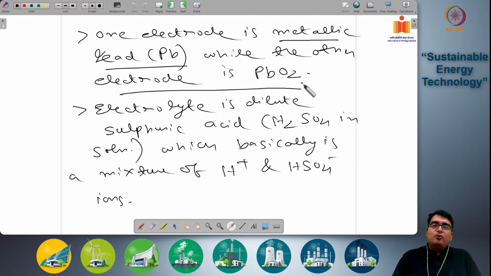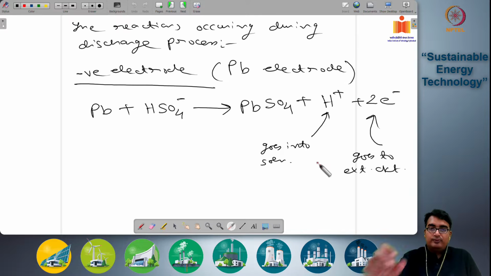So as discussed, one electrode is metallic lead while the other electrode is lead oxide, PbO2. The electrolyte traditionally is dilute sulfuric acid, H2SO4 solution, which is basically a mixture of H+ ions and HSO4- ions. So hydrogen ions, positive, and HSO4- negative ions. The electrolyte is sulfuric acid, which breaks down into H+ and HSO4- in solution.